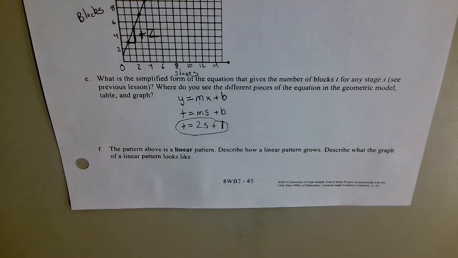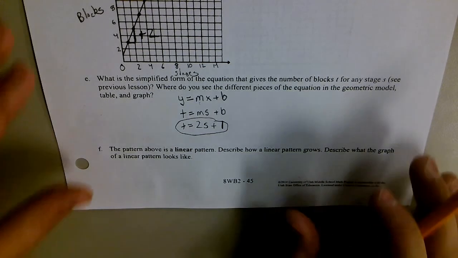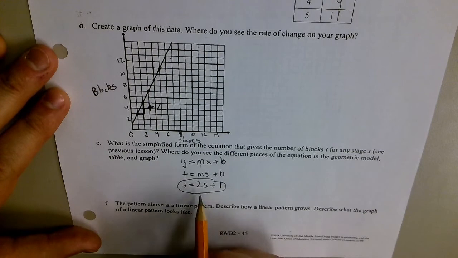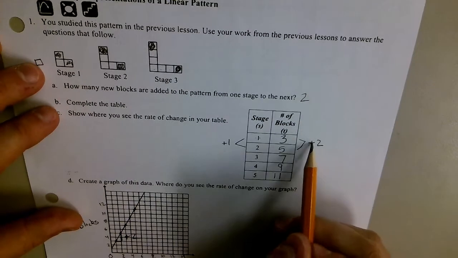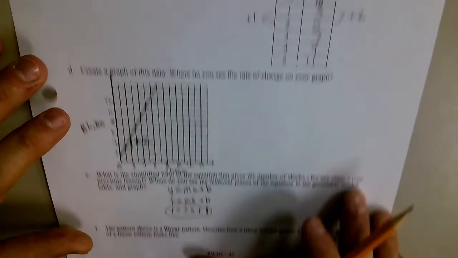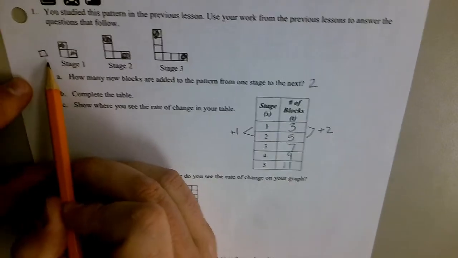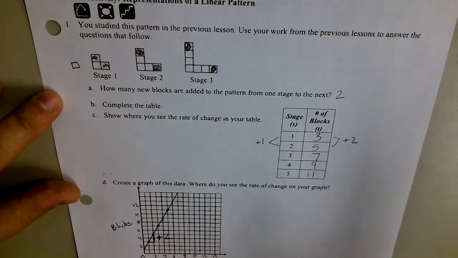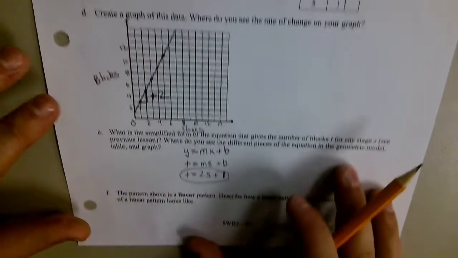And then where do you see the different pieces of the equation in the geometric model, table, and graph? So we're seeing the 2 as the rate of change in our graph, in our table, and then we're adding 2 every single time. And then we see this 1 right here where we're starting. We don't have that in the table, but I kind of showed you up here that before stage 1, before we added those 2 on there, we just simply had 1 to start.